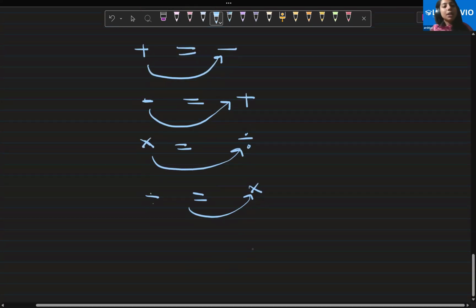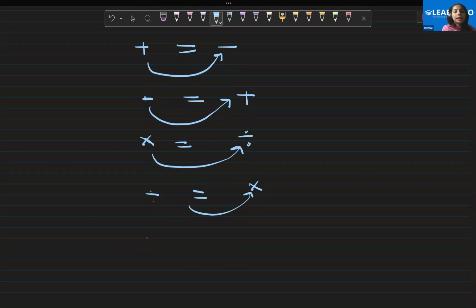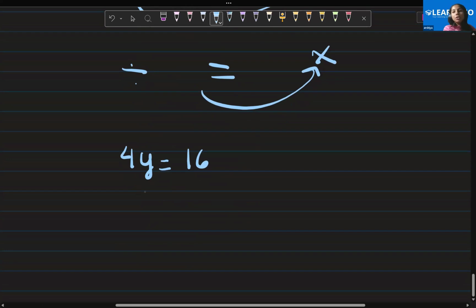I'll give one example as well for this one. For addition and subtraction, the example is already there. Let's say I have 4y is equal to 16. What is happening with y? Same example I just took. What's the relation between 4 and y? What's happening here?